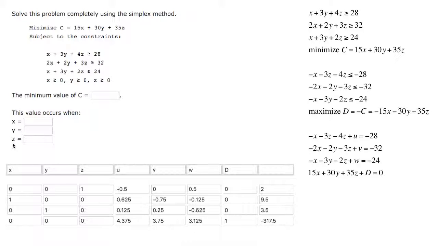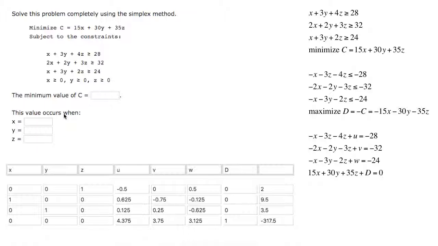What values for the variables produce that minimum value for C? Well, the x value at the optimal solution, come down to the 1 in the x column. The x value would be 9.5. That would go here. The y value, the 1 in the y column, corresponds to the 3.5 value. Y would be 3.5, and z would be 2. So 9.5, 3.5, and 2 are the values for x, y, and z, which produce that minimum value for C.